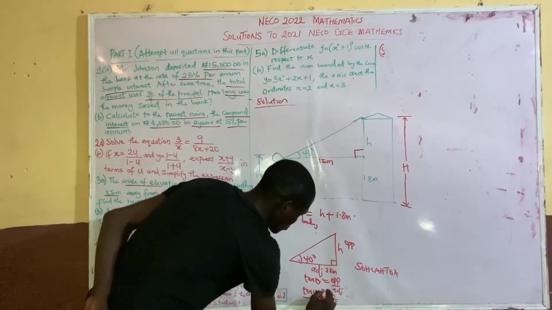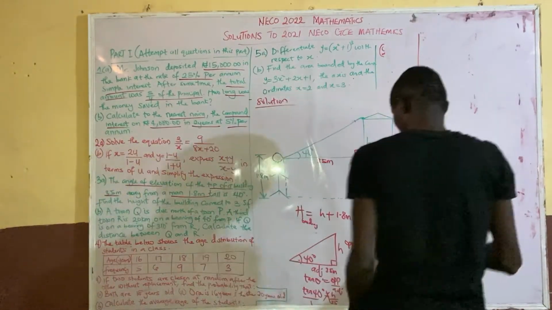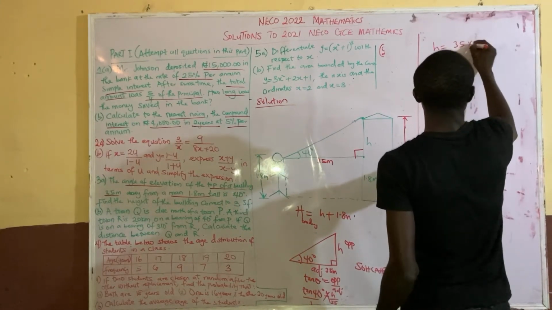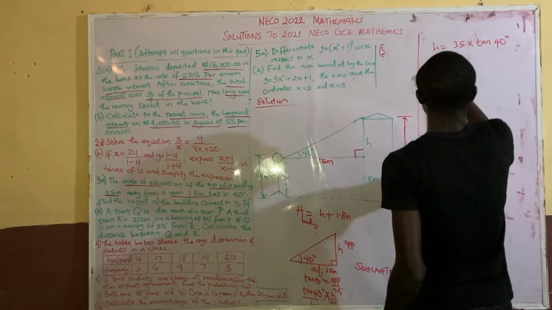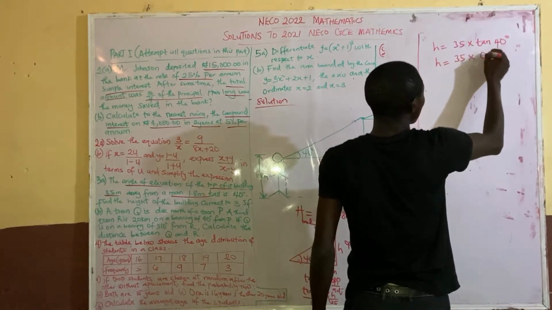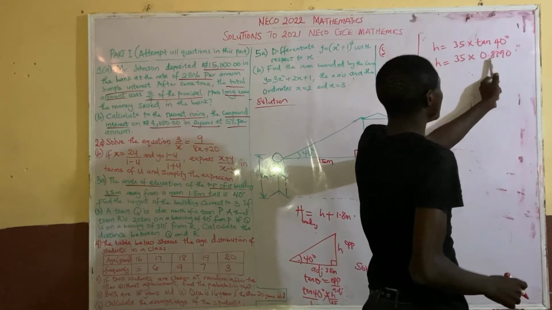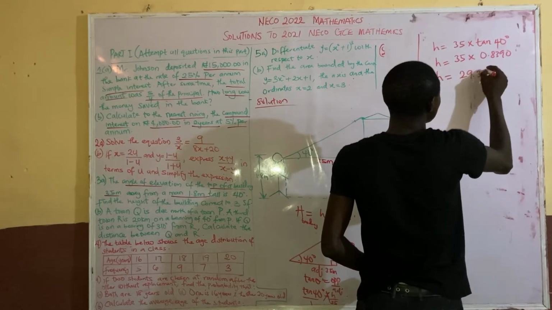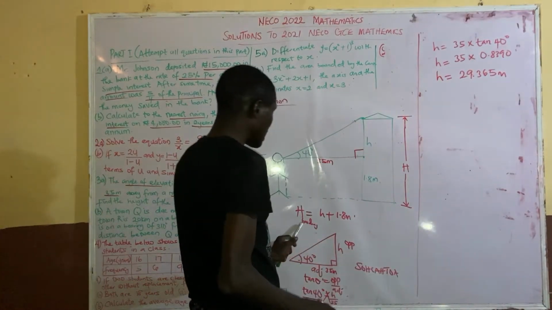So when you cross multiply, what do we have? h is equal to 35 multiplied by tan 40 degrees. When you check tan 40 degrees, it is 0.8390. So we have h is equal to 29.365 meter. So now don't forget that we are looking for the height of the building.